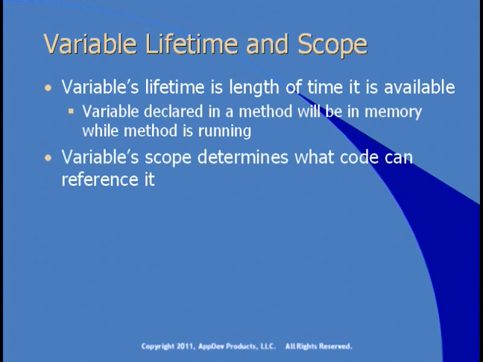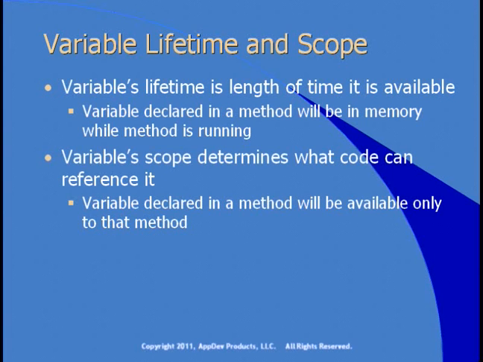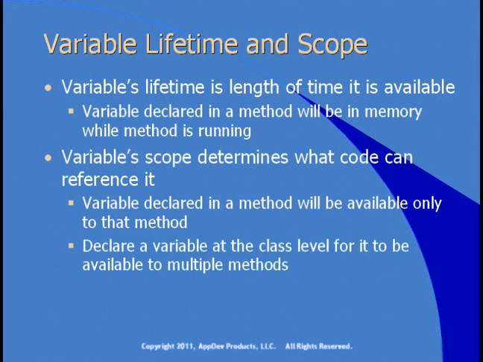The scope of a variable determines what code can use it. So a variable declared in a method will be available only to that method. You can think of the variable as belonging to the method. It's not available to other methods. To have a variable be available to multiple methods, then you declare it at the class level. A variable declared at the class level is available to all of the methods in that class.